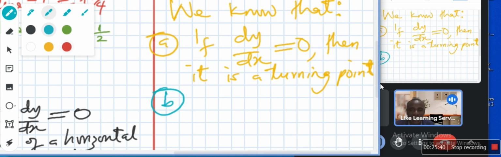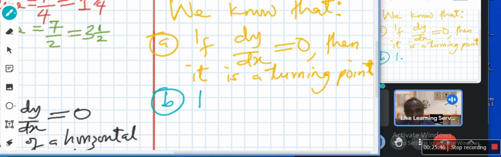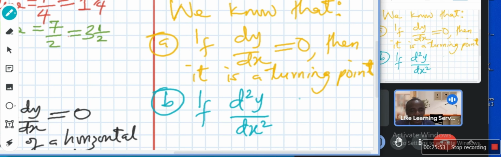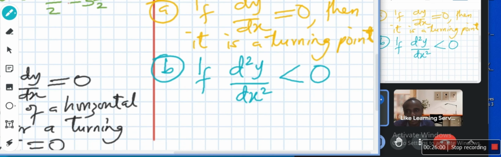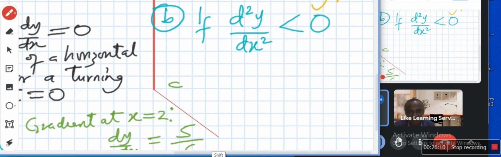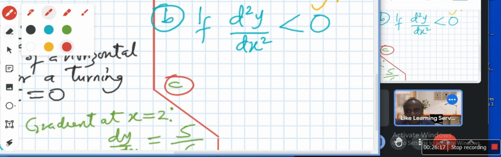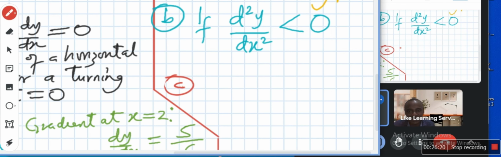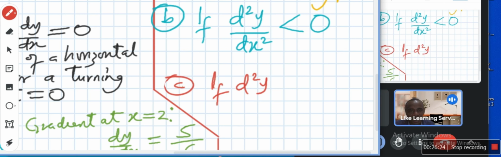Now, if we differentiate it again, after we've done the first differentiation, I will explain to you. B, if d squared y over dx squared is less than 0, then it is something. Let me write the other one before I conclude. C, I can write this one in green. C, if d squared y over dx squared is greater than 0, then it is something.